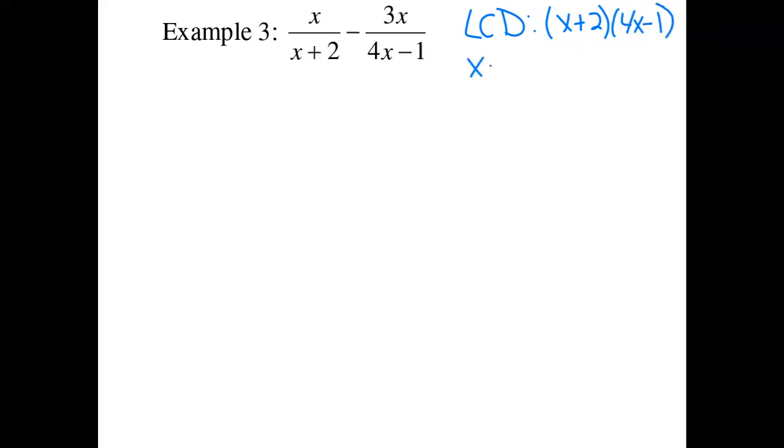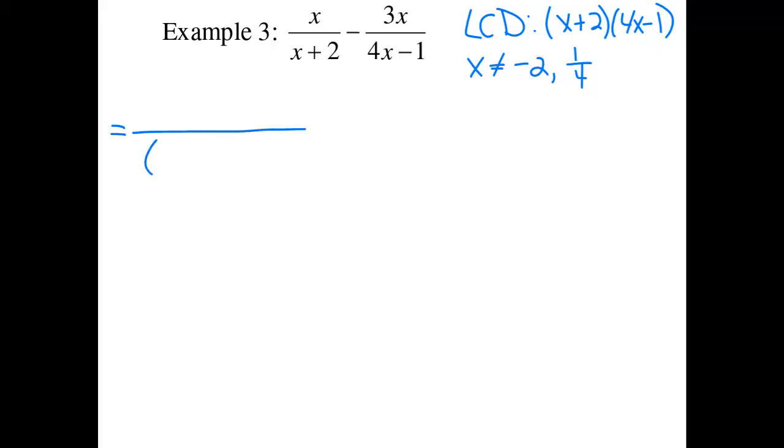And again, I'm going to find those domain restrictions really quickly. If the LCD is as we wrote it, x plus 2 equals 0 when x is negative 2. And 4x minus 1 would equal 0 if I solve that when we are looking at an x value of 1/4. All right, so we found our LCD.